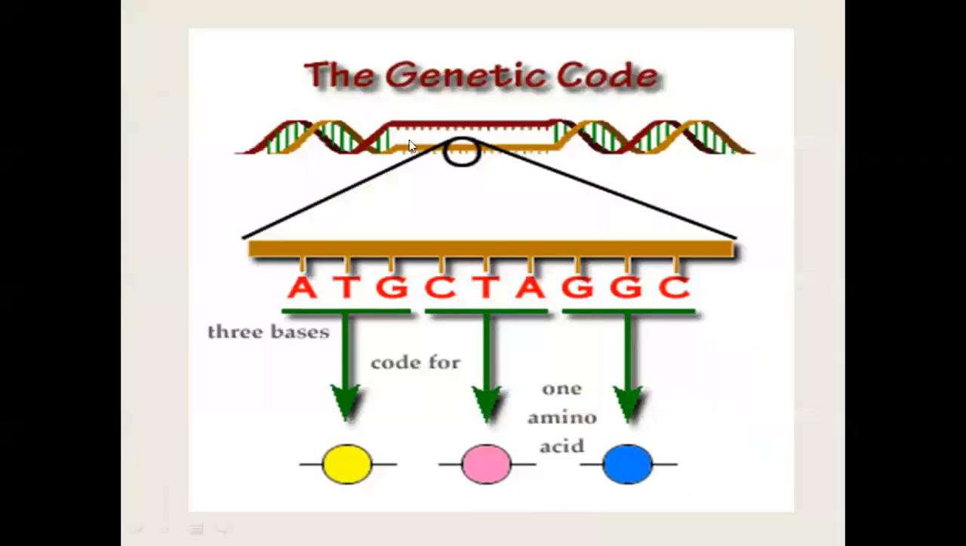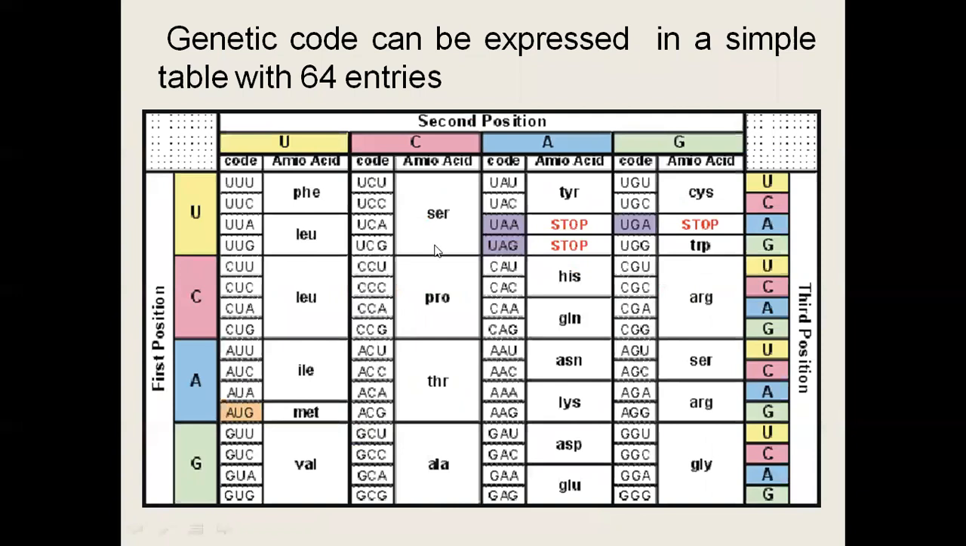So this is the overall picture of the genetic code. You can see this is the mRNA sequence, and the mRNA sequence is read as 1, 2, 3, 1, 2, 3, 1, 2, 3. These are the triplet codons. One codon is 3 bases that code for one amino acid. It is a simple thing. So here you can see the genetic code has a total of 64 entries.